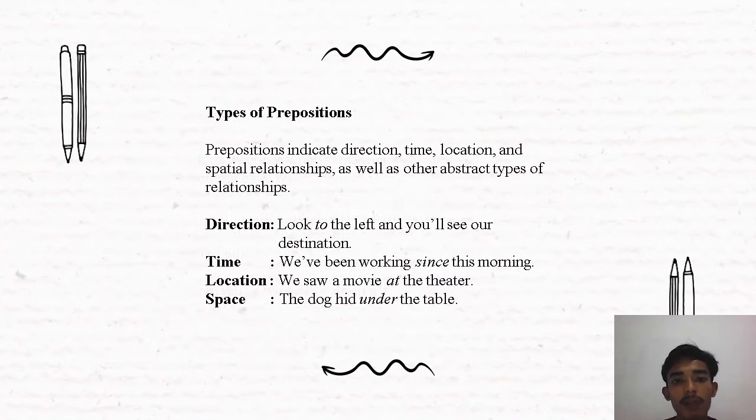Types of prepositions. Prepositions indicate direction, time, location, and spatial relationship, as well as other abstract types of relationship. Direction: Look to the left and you will see our destination. Time: We have been working since this morning. Location: We saw a movie at the theater. Space: The dog hid under the table.